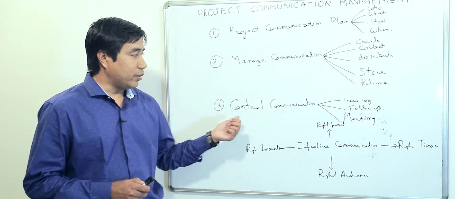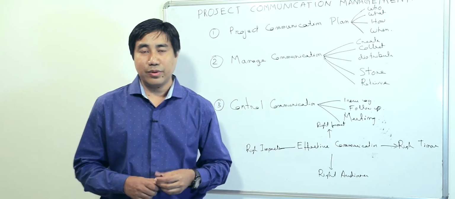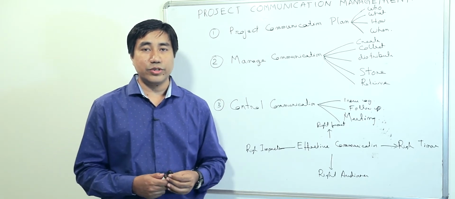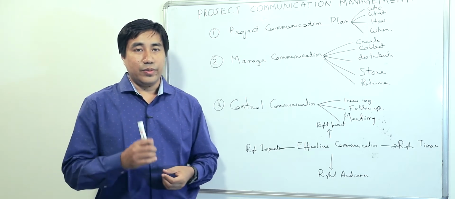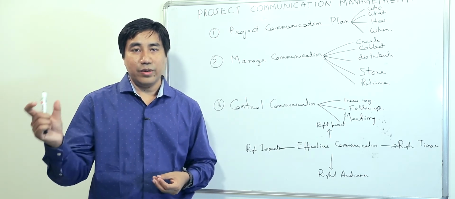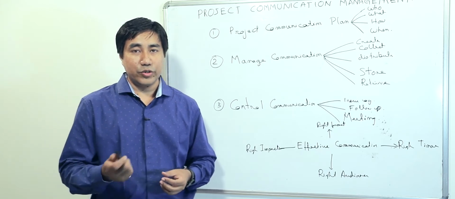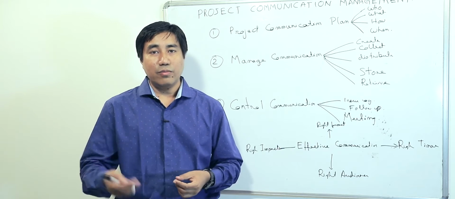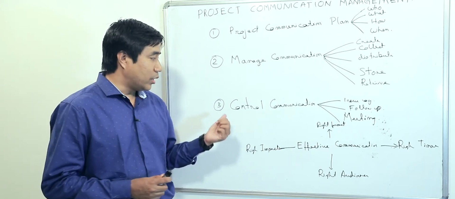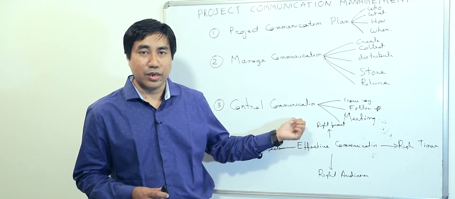Another example is the issue log. For example, we have a set of defects in an IT project, or maybe an issue log. In that issue log, one particular issue will be assigned to a particular person or resource and a particular date for the issue completion. So following up on those issue logs is also a kind of controlled communication.